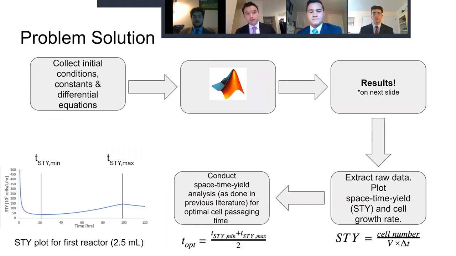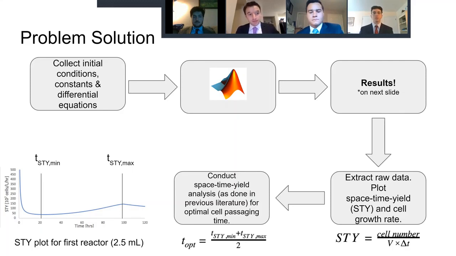So given the initial conditions, kinetic constants, and some constraints, we developed a model consisting of multiple differential equations. These include kinetic equations such as the Monod equation and mass transfer equations. We ran this model in MATLAB and obtained results. We then extracted the raw data from MATLAB and plotted space-time yield, or STY, as well as the apparent growth rate of the cells. STY is defined by the equation at the bottom right-hand corner of this slide.